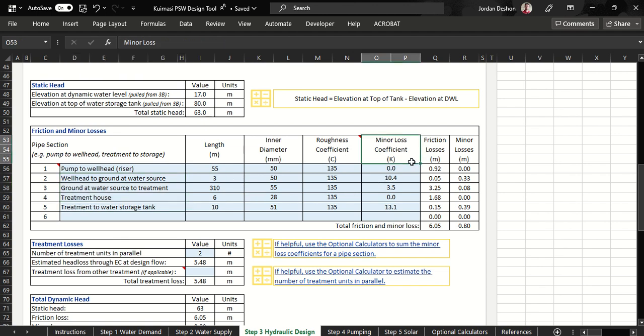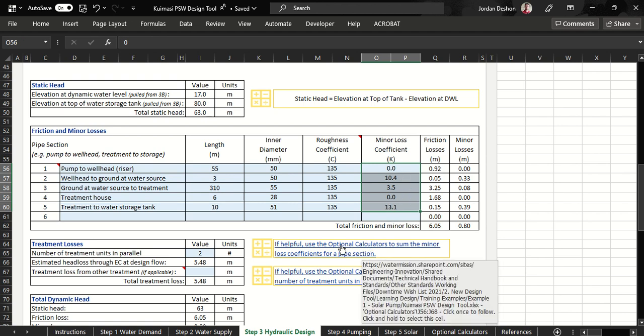Now for the minor loss coefficient, you might be wondering to yourself, how do I calculate these? There's not much of an explanation given. Here you can use the optional calculator to sum the minor loss coefficients.